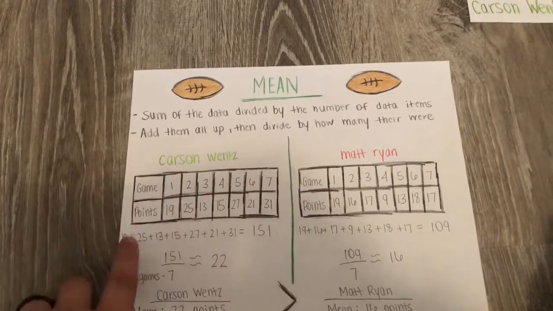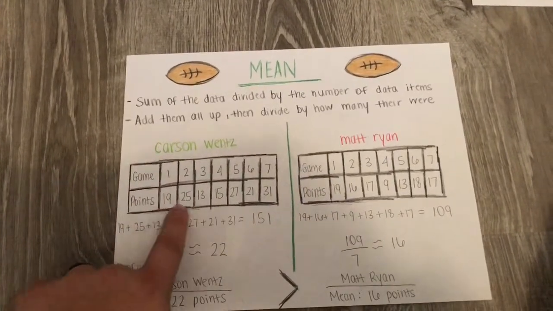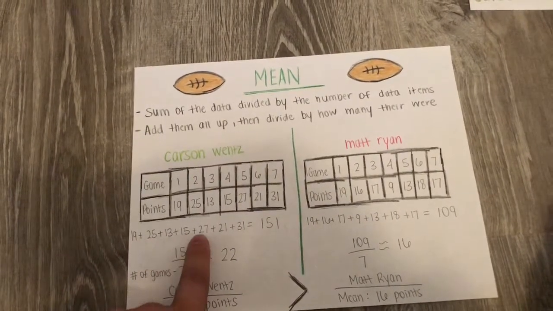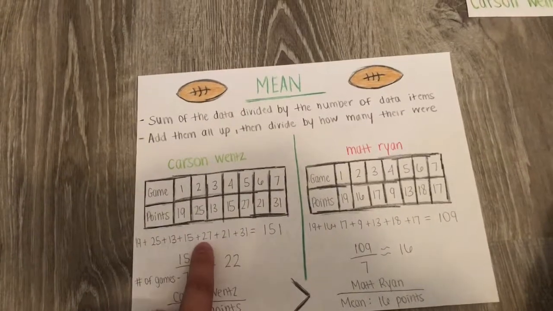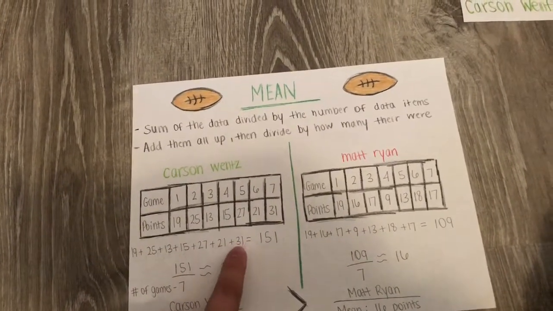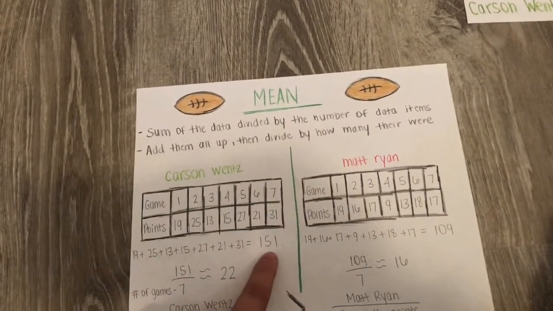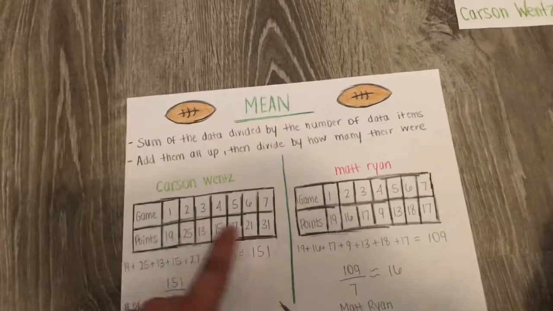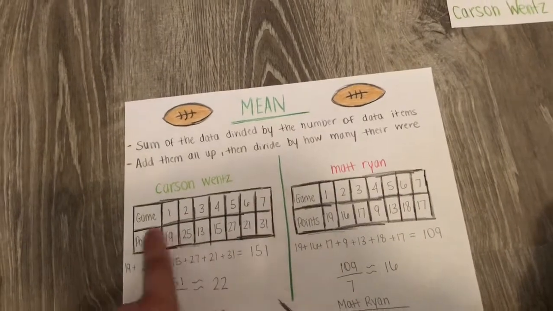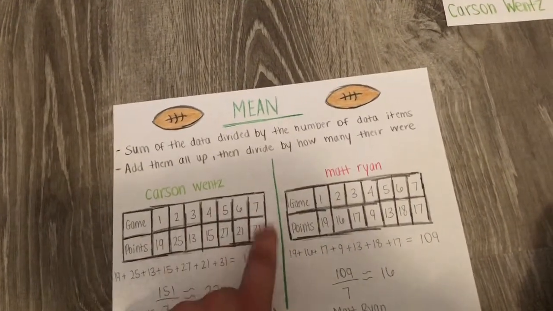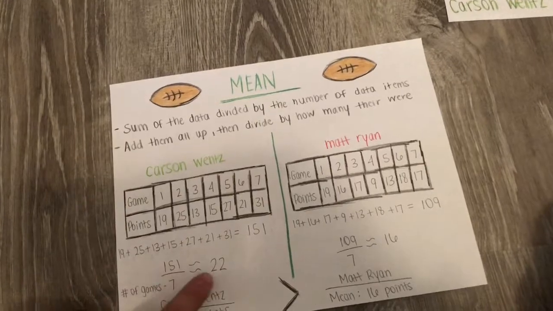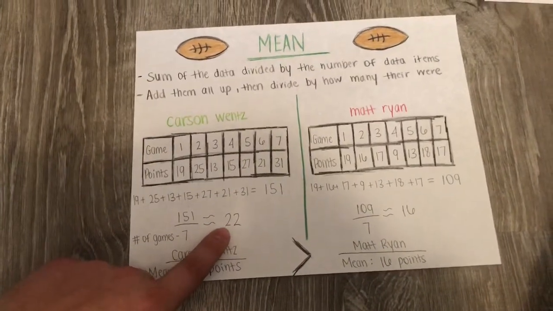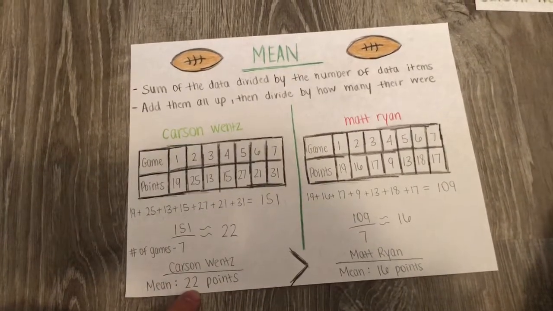So Carson Wentz, we're going to take a look and add up all of his numbers. So we have 19 plus 25 plus 13 plus 15 plus 25 plus 27 plus 21 plus 31, and we're going to add that up to get 151. We're going to take that 151 and divide it by 7 because that's how many data items we had for the 7 games that he played. We're going to get roughly 22. So 22 points is Carson Wentz's mean.